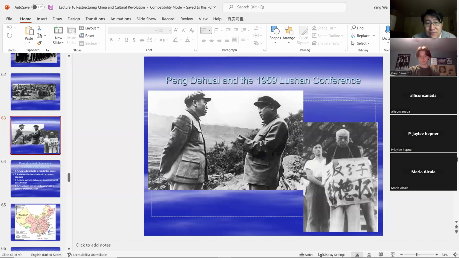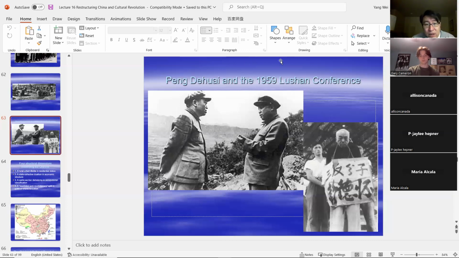So Peng Dehuai, in 1959, criticized Mao's radical communist policies. He says, maybe we should reverse all these policies, okay? Because all these policies are resulting in disasters in the countryside, especially in his home. He visited his hometown in Hunan, and he saw all these people dying from starvation.